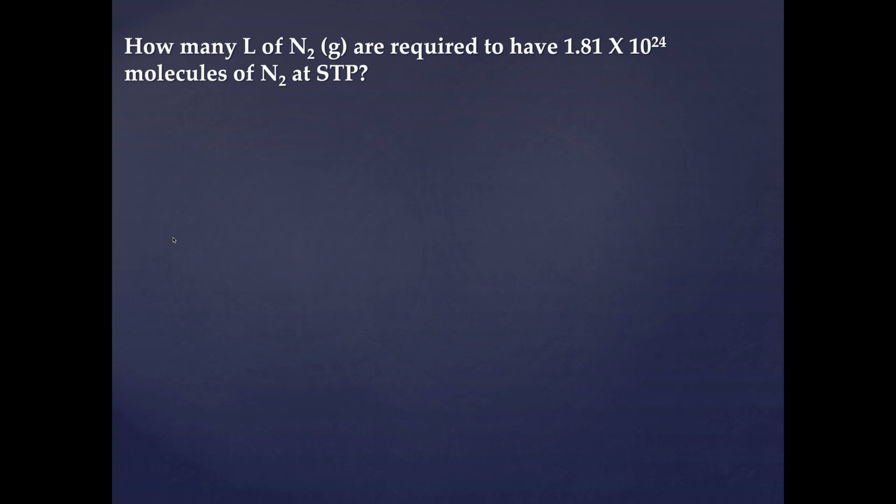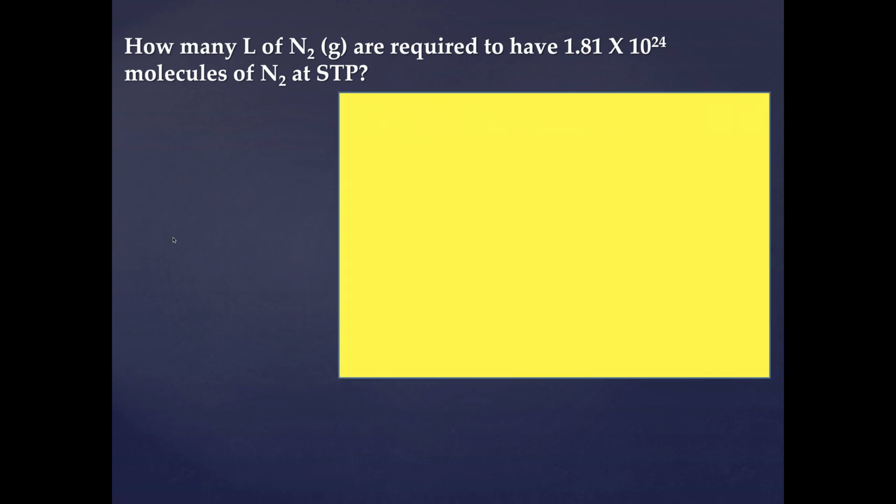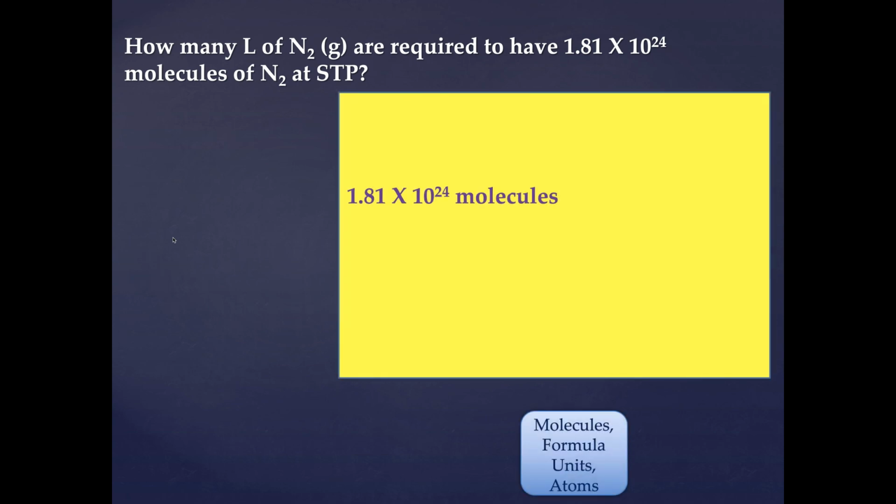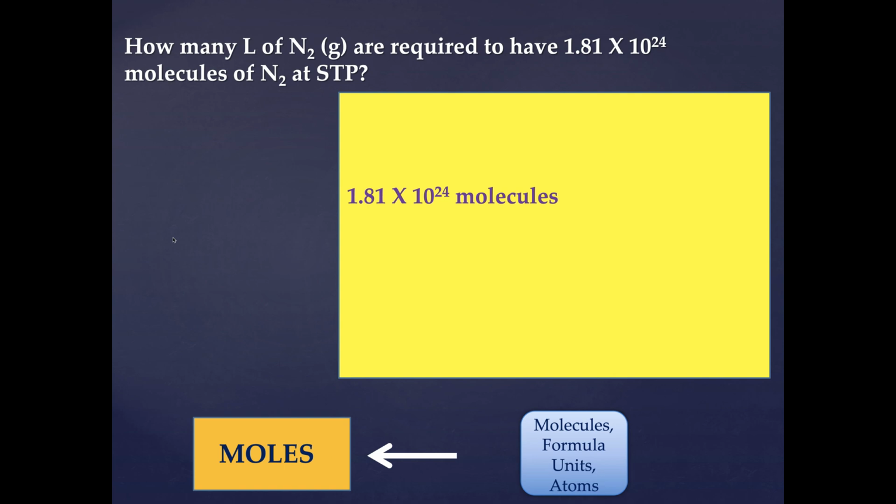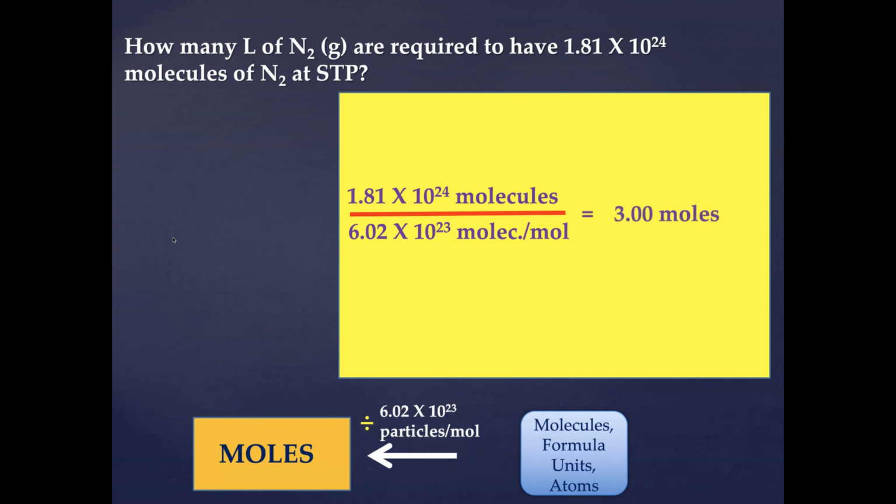How many liters of nitrogen are required to have 1.81 times 10 to the 24th molecules of nitrogen at STP? So we're given 1.81 times 10 to the 24th molecules. Before we can convert it into liters, we have to first convert it into moles. And we do this by dividing by 6.02 times 10 to the 23rd molecules per mole, because doing that will cancel out molecules and leave us with moles. 3 sig figs.